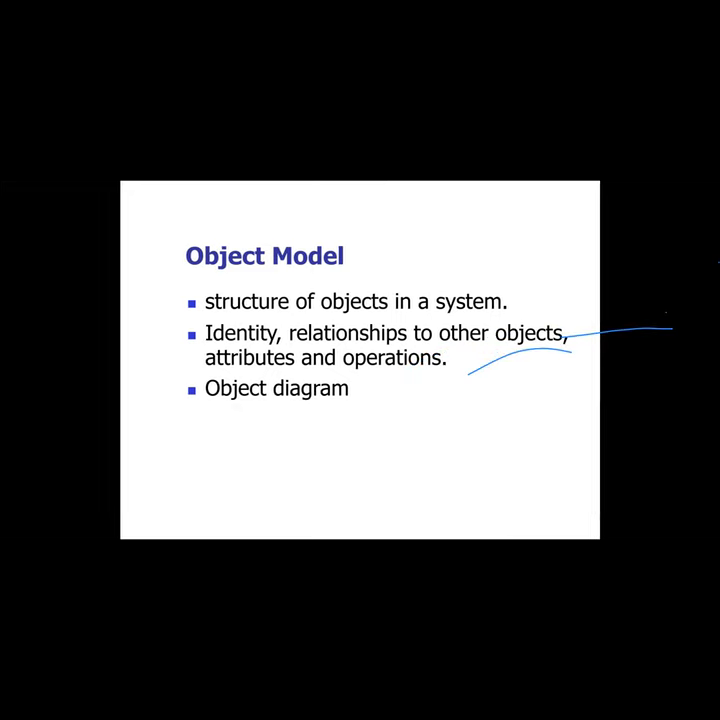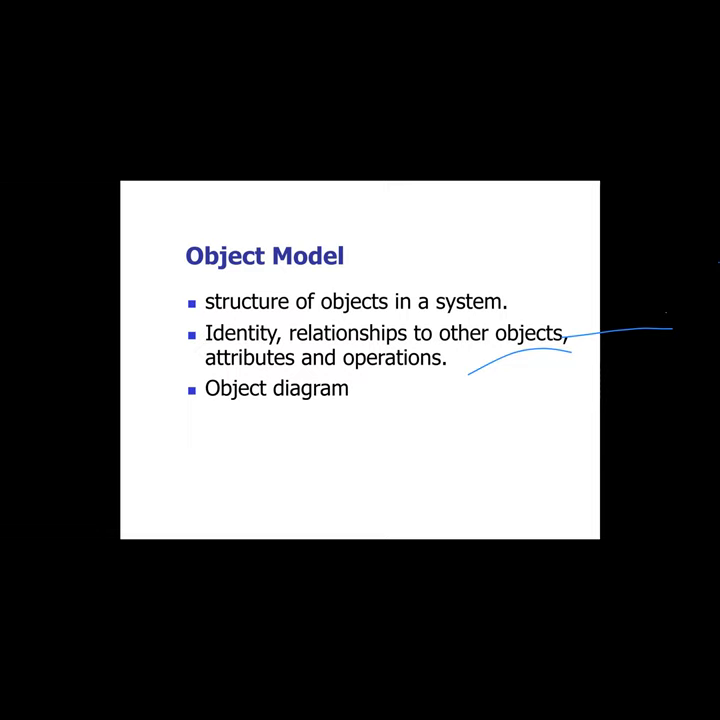So if you take the object model, a structure of objects in a system. What does object model mean? What is the object, and what are the attributes within the object? What are the functions within the object? Because we know an object is an instance of a class. So each class will have a set of attributes and a set of functions. So the structure of the object in a system should be fixed. Identity, relationships to other objects, attributes and operations should be fixed.